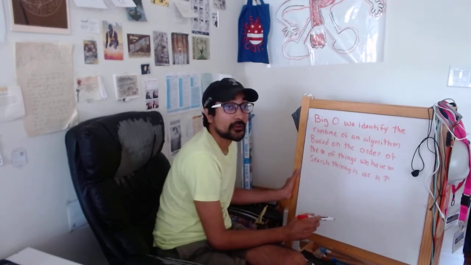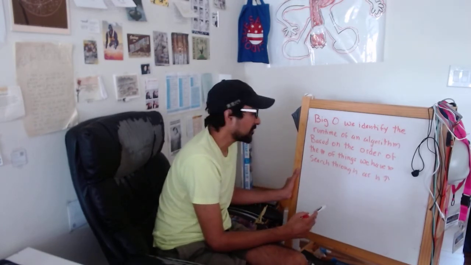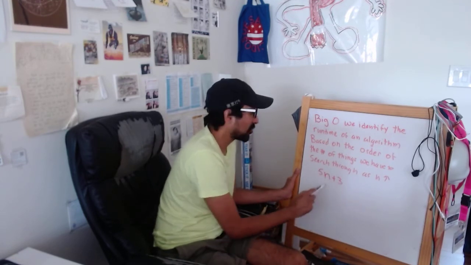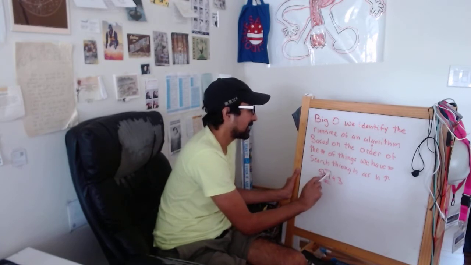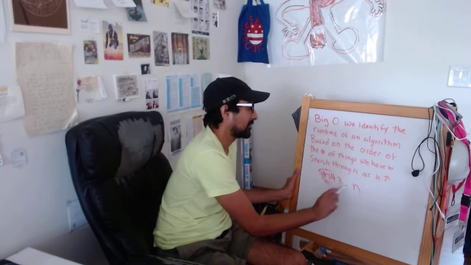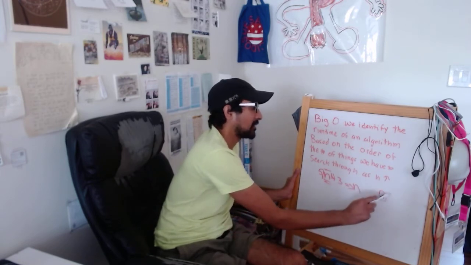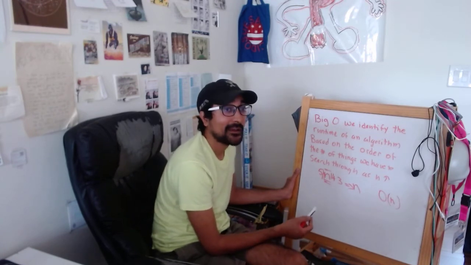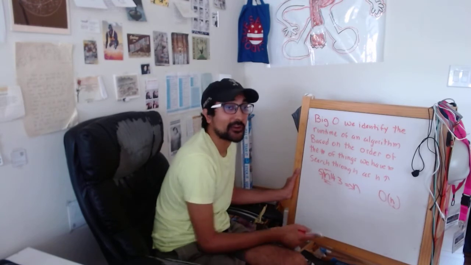All right? So if the number of things we have to search through as n increases is n plus 3 or 5n plus 3, what we're going to do is just look at n and say, well, that's of the order of n, and so we're going to call it O of n. Okay? So just find the n, and then you know what the order is.